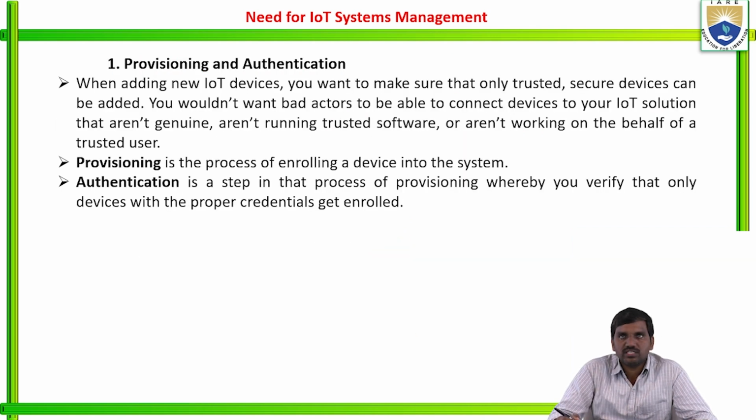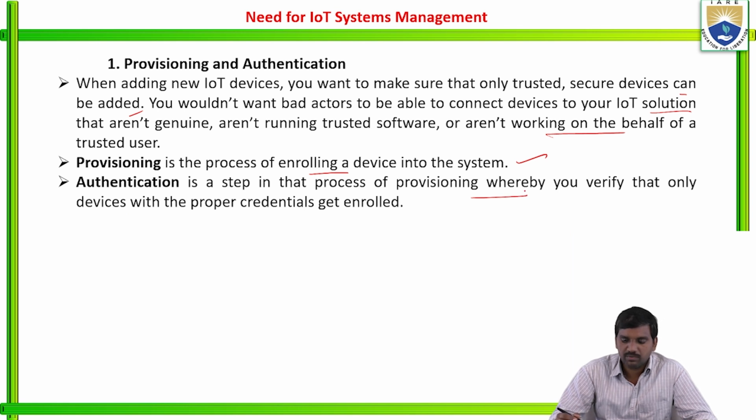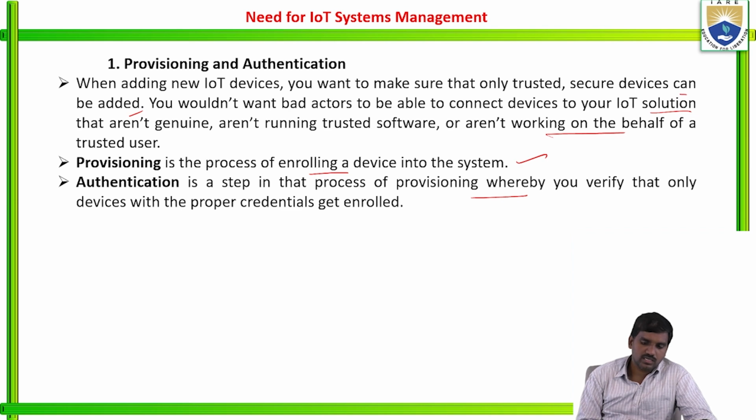When adding new IoT devices, you want to make sure that only trusted, secure devices can be added. You would not want bad actors to connect devices to your IoT that are not genuine. It is trusted software working on behalf of trusted people. So here we have provisioning and authentication. Provisioning is the process of enrolling a device into the system. Authentication is a step in that process whereby you verify that only devices with the proper credentials get enrolled. So this is the first one, provisioning and authentication.